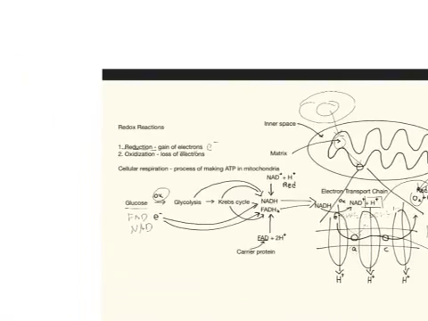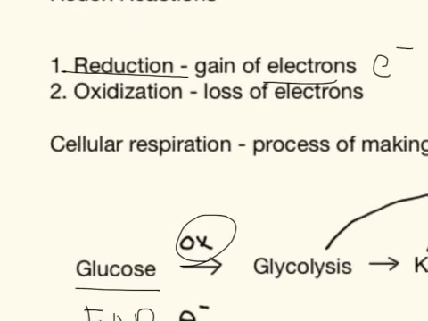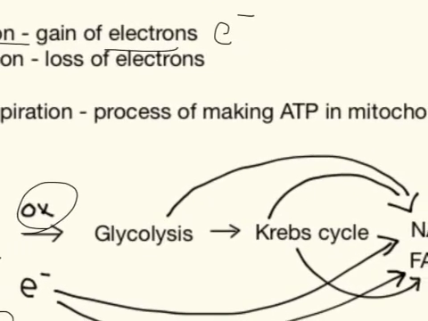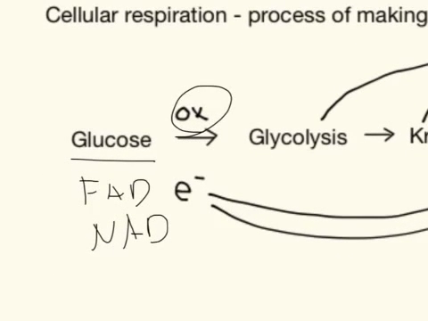So let's review what we learned. First one was the redox reactions. We learned what reduction and oxidation were: reduction was the gain of electrons, and oxidation, the loss of electrons. We also learned that cellular respiration is a process of making ATP in mitochondria. Then we learned how this all applies to all the parts of cellular respiration.